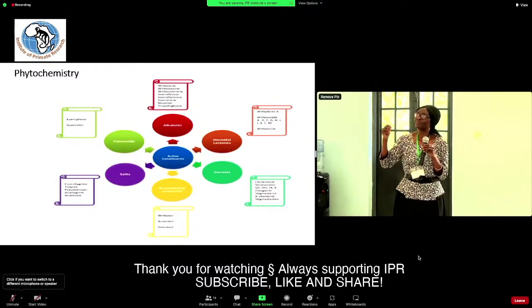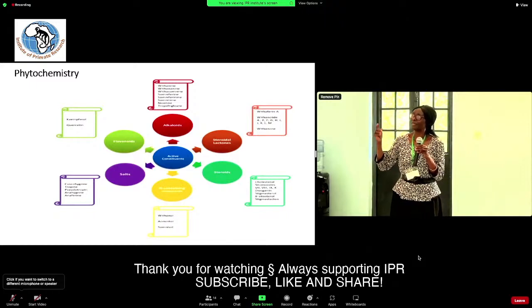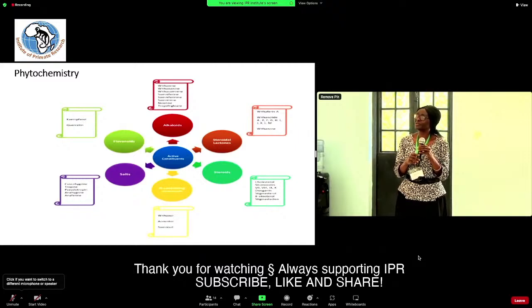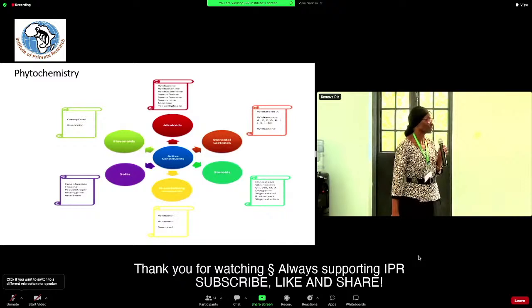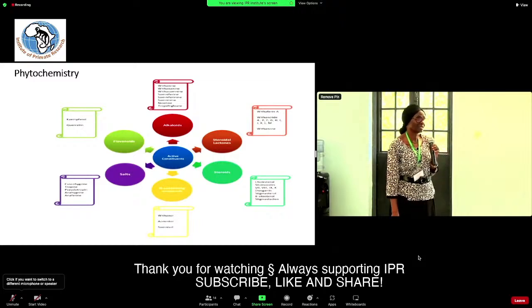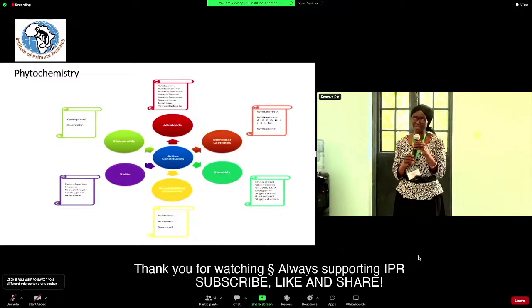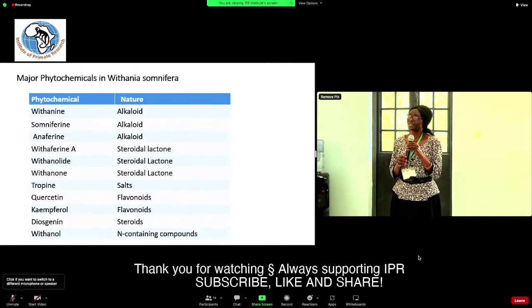You have the flavonoids, alkaloids, steroidal lactones, steroids, the salts, and the nitrogen-containing compounds. All those are important active principles found in Withania somnifera, which have been extensively studied and experimentally proven to have an impact on Parkinson's disease.